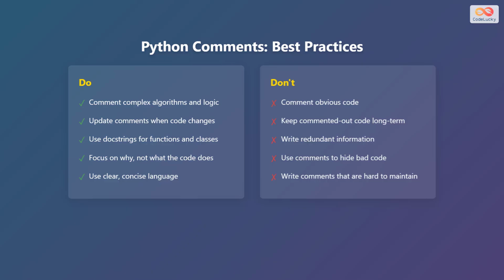On the other hand, you should not comment obvious code. You should not keep commented out code long term. You should not write redundant information. You should not use comments to hide bad code. And you should not write comments that are hard to maintain.